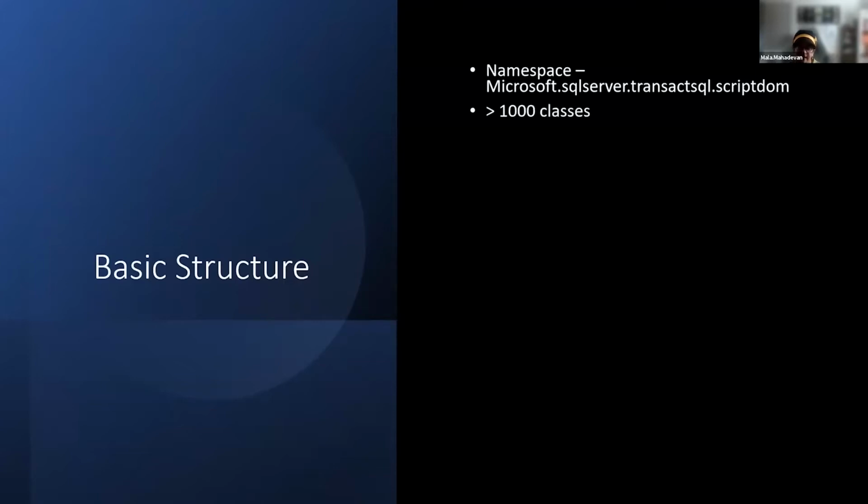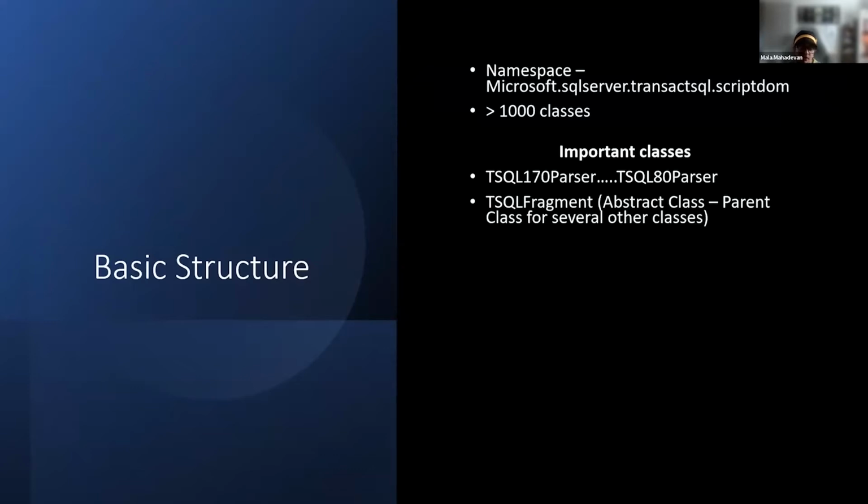So the basic structure is that it's a huge namespace. This is the namespace. It has well over 1,000 classes. Every T-SQL construct is its own class. So that makes for a lot of different classes. Some of the important classes, the first one is the parser. Like I said, it is version compatible. So it goes all the way from 80 to 170. You have one for every version.